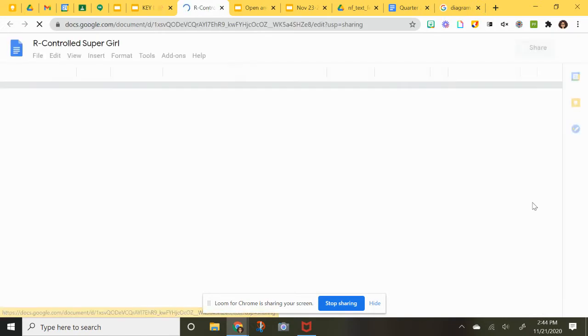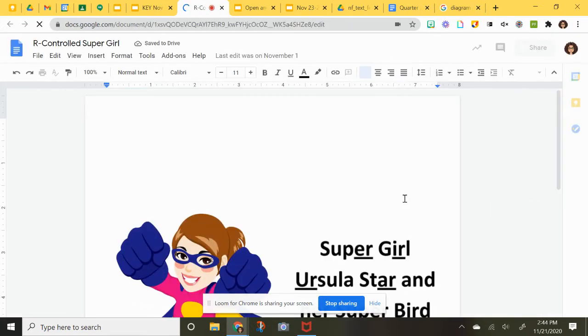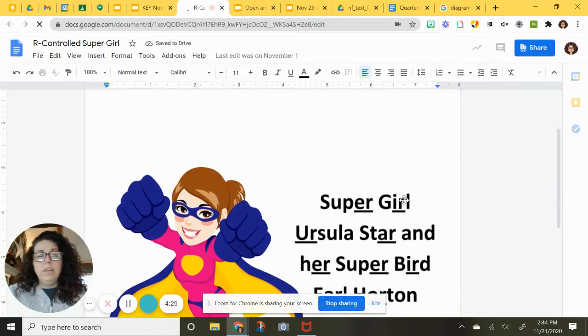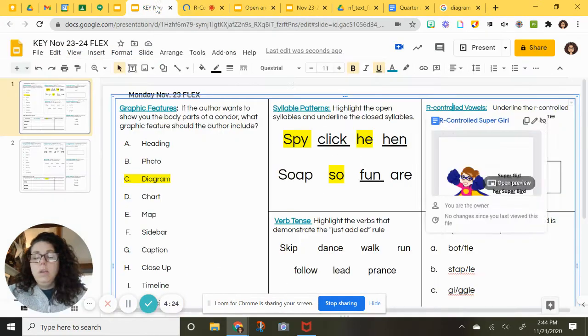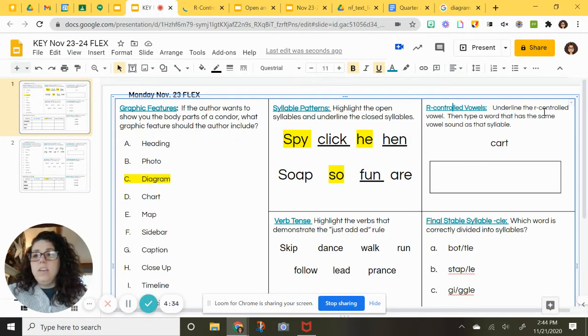You might remember Supergirl and her Superbird are right there. So let's go. It says, underline the R-controlled vowel, then type a word that has the same sound as that syllable. Okay, so it doesn't have to be spelled the same, but it could be as long as it makes the same sound. Okay, R. You always find the vowel and then the R right behind it. That's how you know.